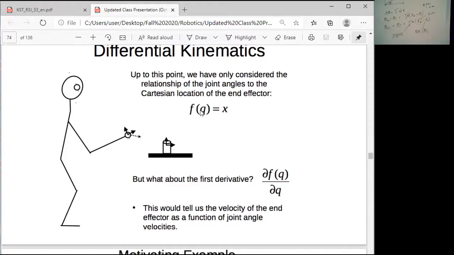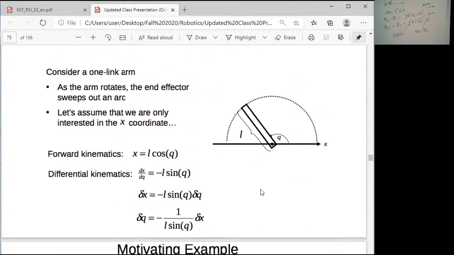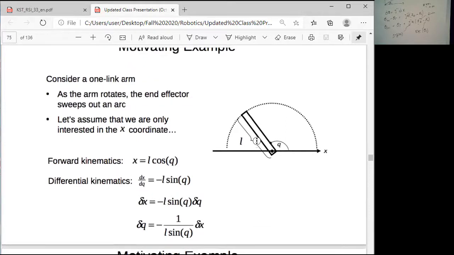Instead of solving this nonlinear problem of q equal to some function g of x, or f minus 1 of x, you can simply differentiate forward kinematics, which is very simple. There is always a derivative for your forward kinematics. The derivative of the forward kinematics will simply relate small displacements in the joints to small displacements in the end effector. All right, so this is a very basic example that I have here.